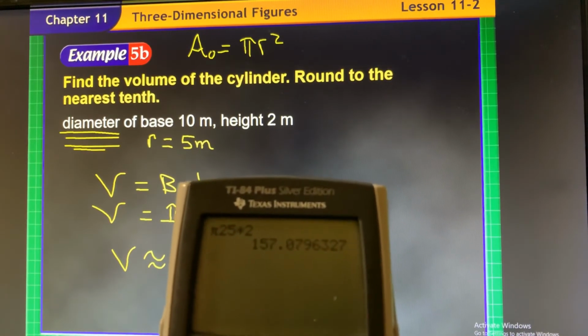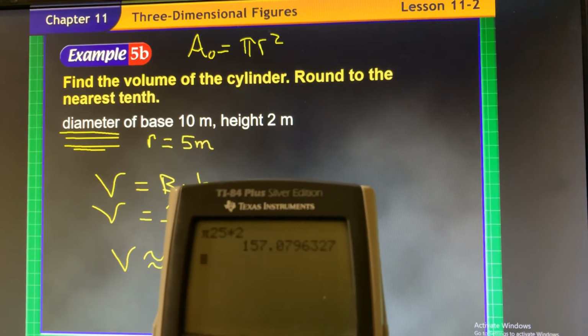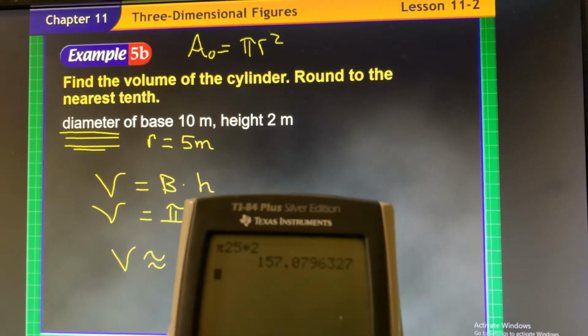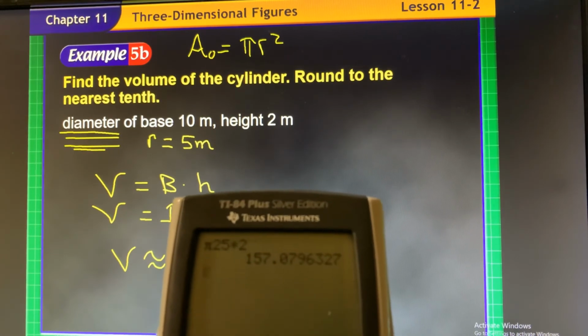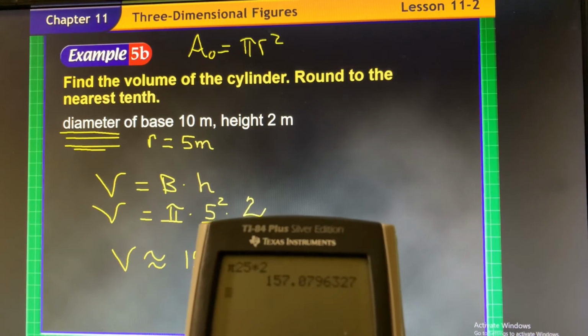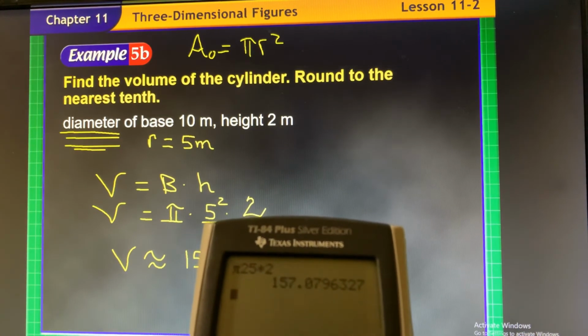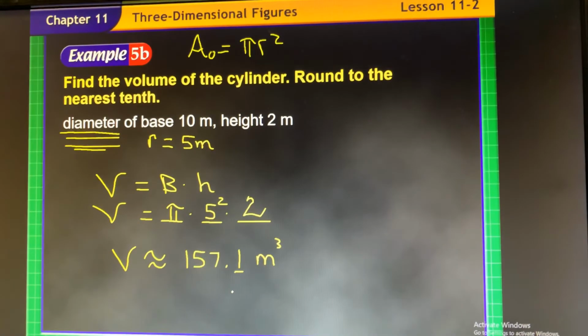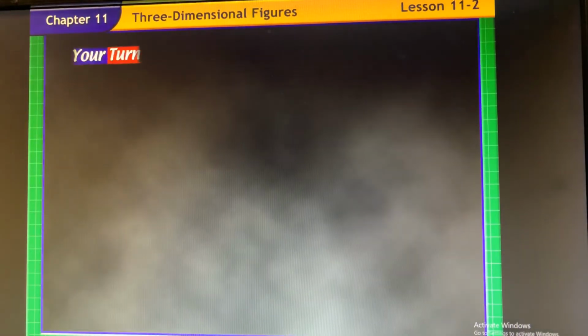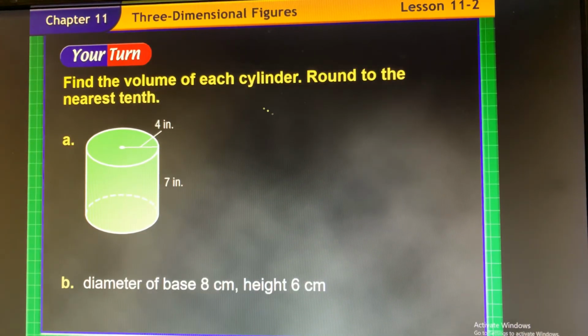157, we're rounding to the nearest tenth, and 1/10 meters cubed, because the number next to 0 is 7 and it's 5 or above. So you give that 10th place, which is the first place after the decimal, a shove. There you go. And then we go again.